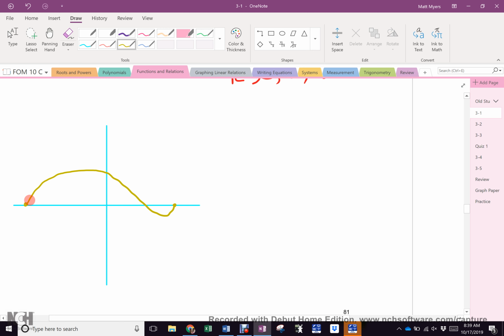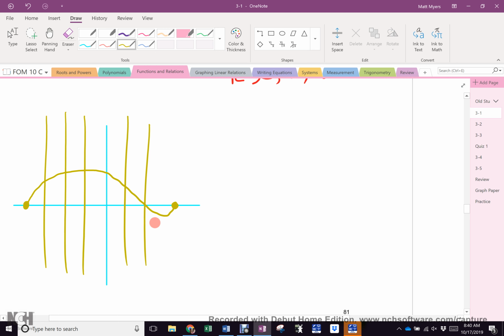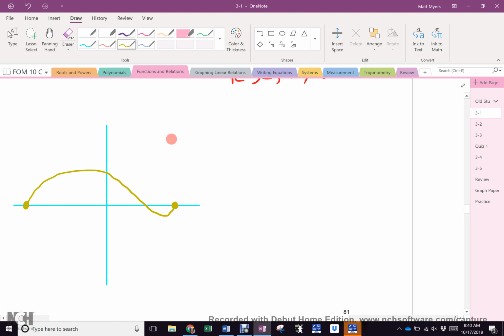Function, Jaden? 100%? You'll bet all your gummy bears? How do you know? Right. There's not 2 outputs for every input. If I take that vertical line along there, it only hits the mustard yellow line once, right? Excellent. Okay, so that's a function, yeah?